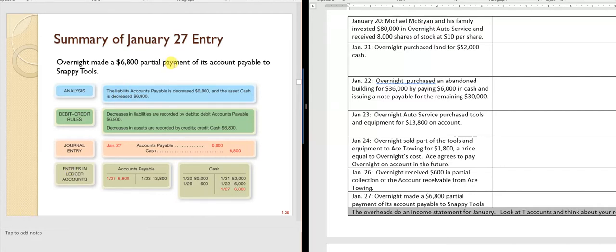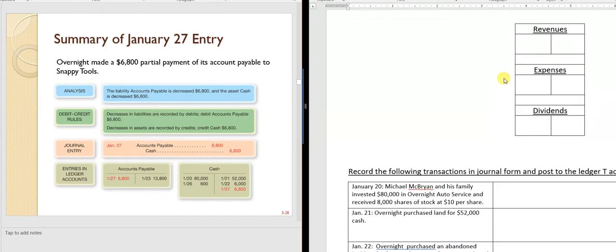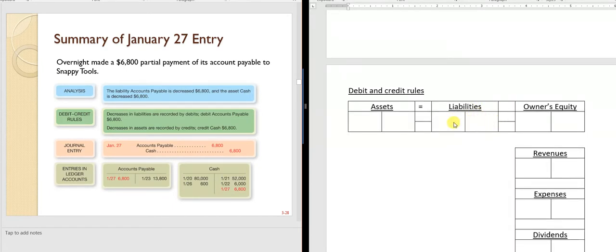Made a partial payment of accounts payable to Snappy Tools. If I went down to my ledger account for accounts payable, I'd see I owe $13,800. Now I'm paying $6,800, so I have to take it out of accounts payable. But even if you didn't know that, notice cash. I made a payment of cash. Okay, so cash is going down, so I'm going to credit cash. Notice my debits always come first, so I had to leave a blank line there. So I'm going to credit cash for $6,800 and debit accounts payable because my running total of how much I owe people is going down. So if you look up here, liabilities are increased on the credit side, decreased on the debit side.